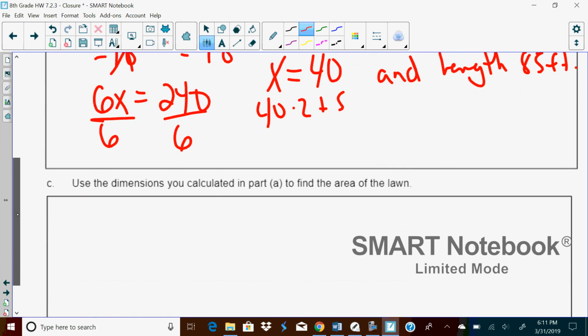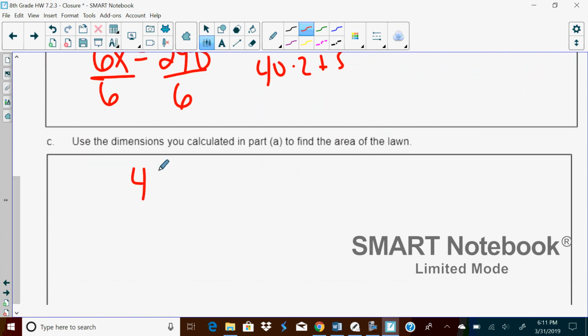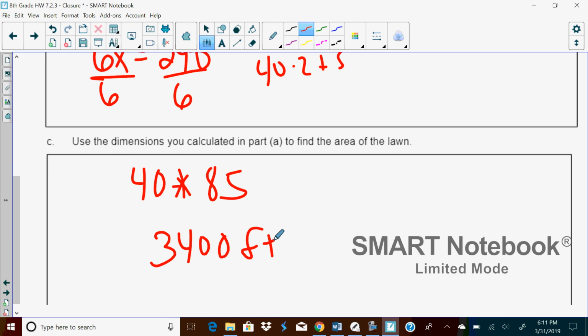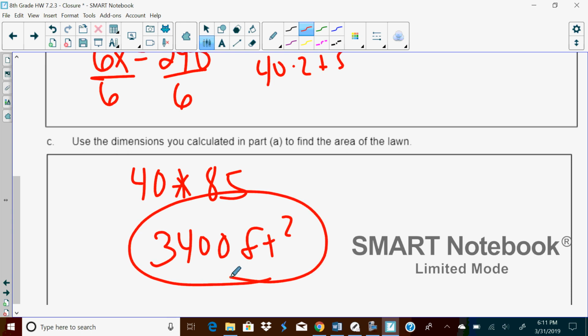Then it says find the area. So I would do 40 times 85, which is 3,400 feet squared.